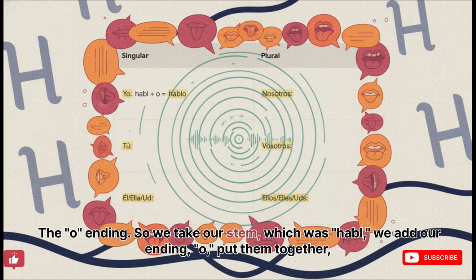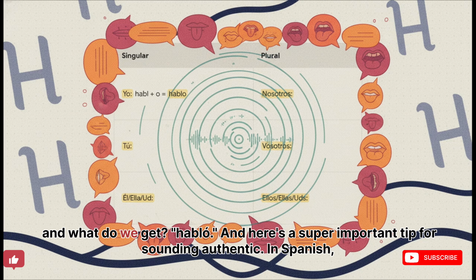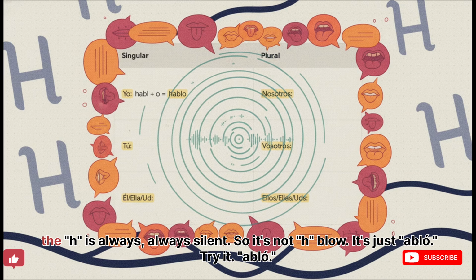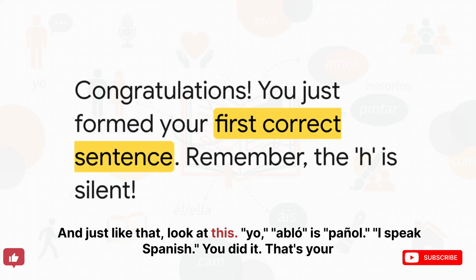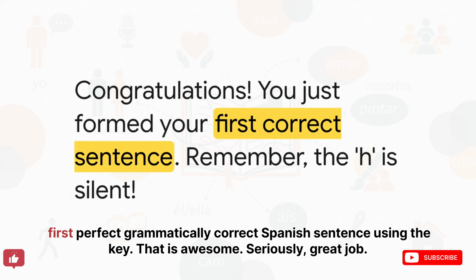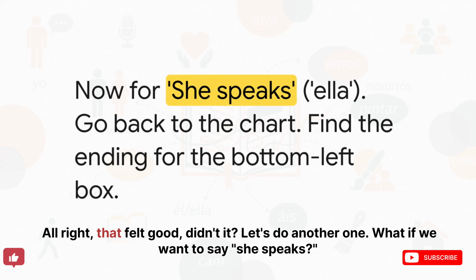So we take our stem, which was habl, we add our ending, O, put them together, and what do we get? Hablo. And here's a super important tip for sounding authentic. In Spanish, the H is always, always silent. So it's not H-blow, it's just hablo. Try it. Hablo. And just like that, look at this. Yo hablo español. I speak Spanish. You did it. That's your first perfect grammatically correct Spanish sentence using the key. That is awesome. Seriously, great job. All right, that felt good, didn't it? Let's do another one.